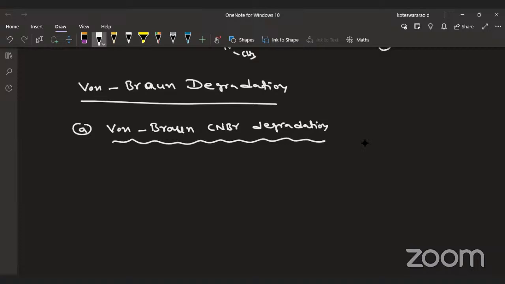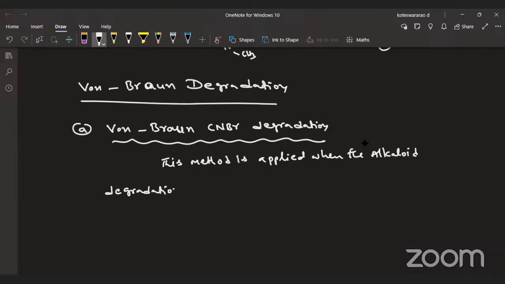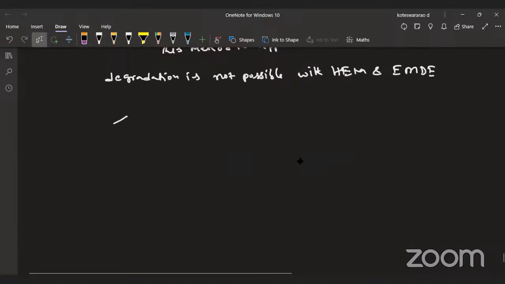When this method is applied, when alkaloid degradation is not possible with the Hofmann and Emde degradations. How will it be conducted? I will just take a general example.